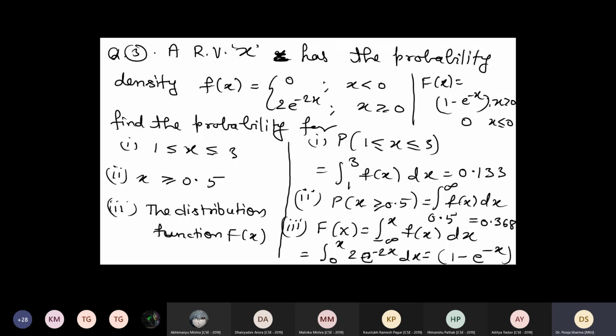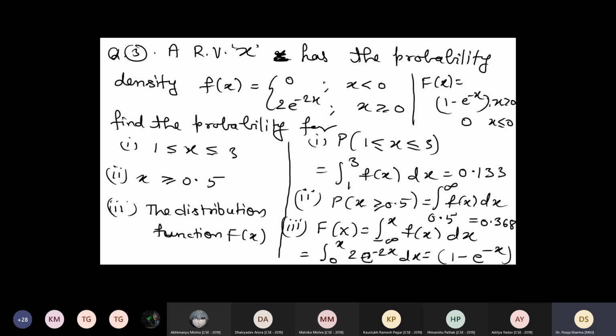So in the second part, x is greater than or equal to 0.5. It means the upper range is not given to us, so we can take it up to infinity. The limit for the random variable x is greater than or equal to 0, with exponential power minus 2x. It means the lower limit is 0.5 and the upper limit is up to infinity. Whenever this kind of problem comes, the lower limit is 0.5, the upper limit is not given, so we put the upper limit of the random variable itself, that is infinity. That can also be solved because it is a simple integration.